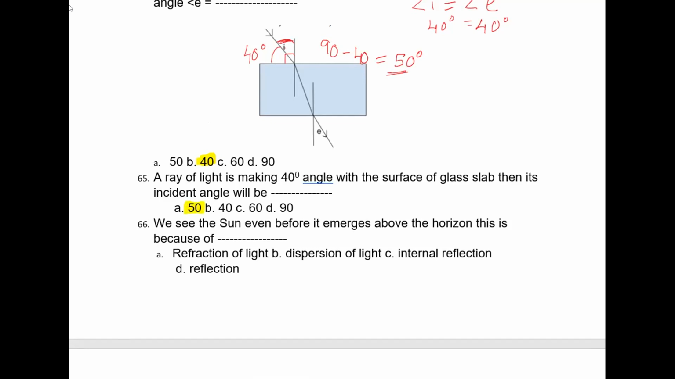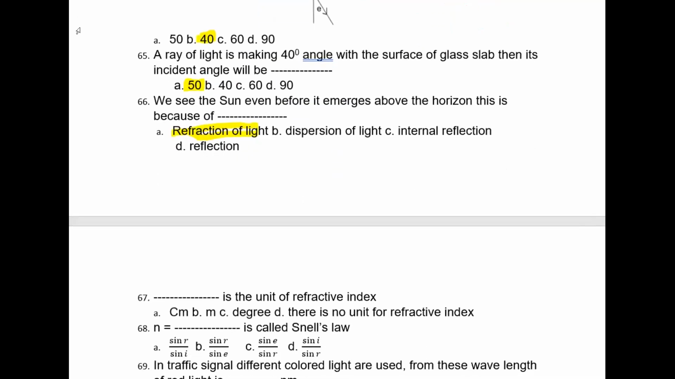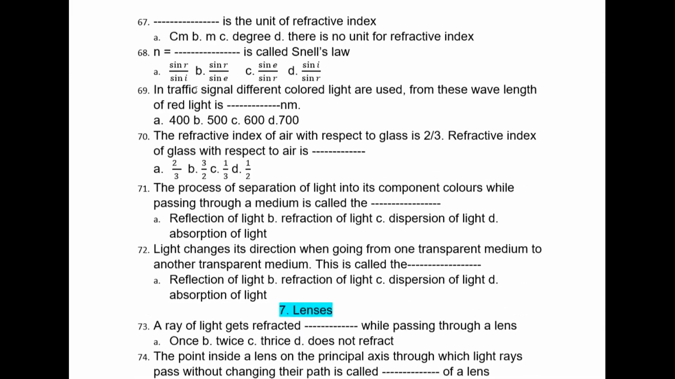Next is, we see sun even before it emerges above the horizon. This is because of dash: refraction of light, dispersion of light, internal reflection, and reflection. So answer is option A, refraction of light. Next question is, dash is the unit of refractive index: centimeter, meter, degree, there is no unit for refractive index. We know that refractive index has no unit. So option D is the correct answer.